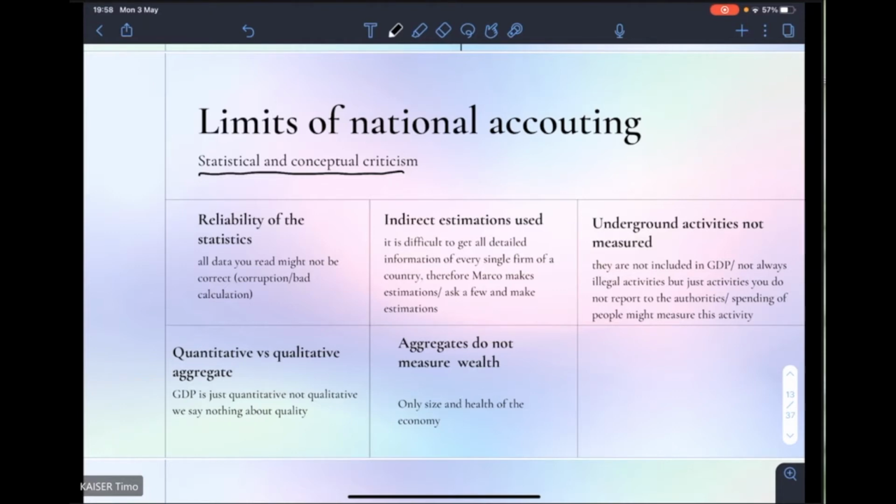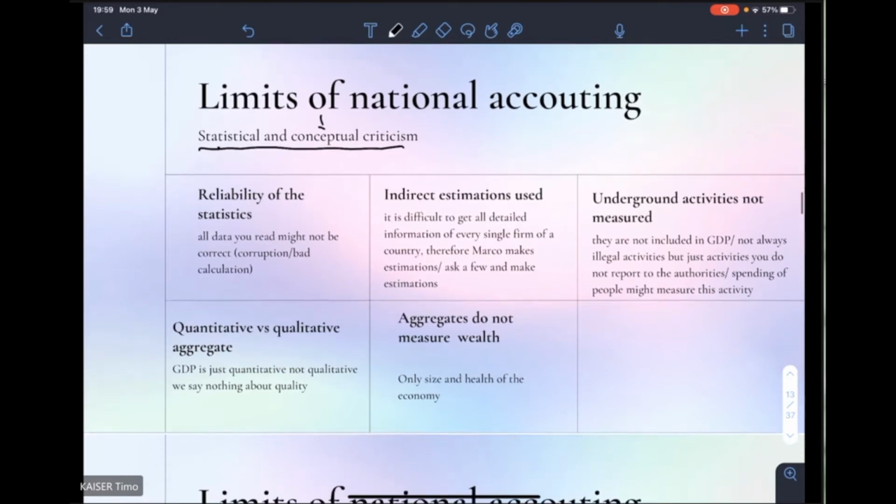Next one is underground activities not measured. That doesn't always have to be illegal activities, but only just normal activity that the firm doesn't report to the authorities. Quantity versus quality: GDP doesn't tell you anything about quality, only about quantity. And that's, of course, combined with criticism. And aggregates do not measure wealth. That's the last thing to remember about the limits of national accounting in regard to statistical and conceptual criticism.